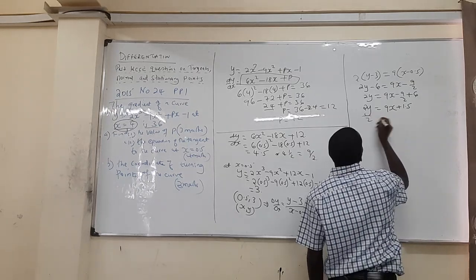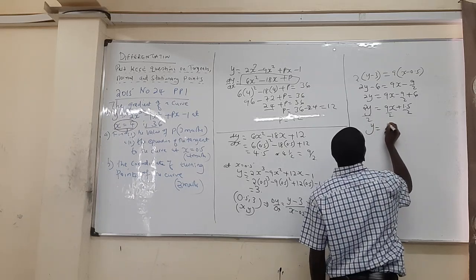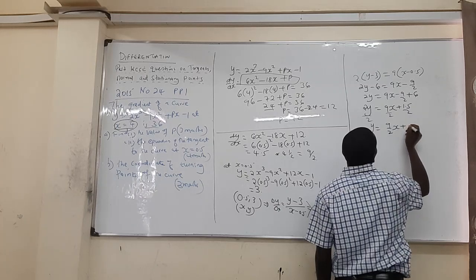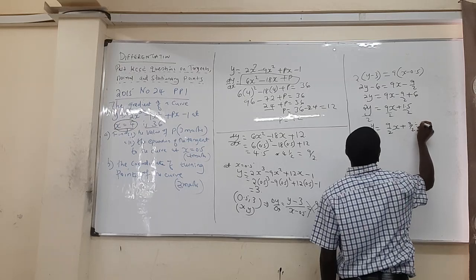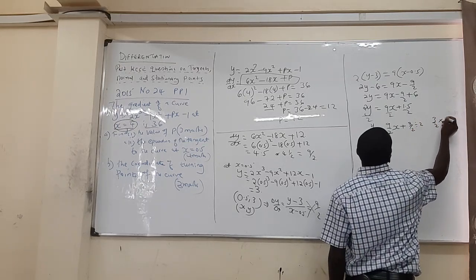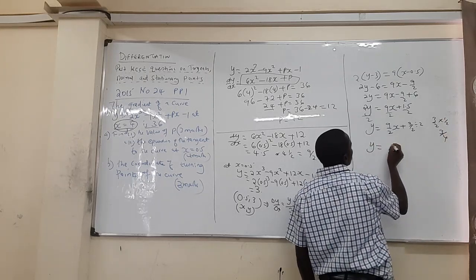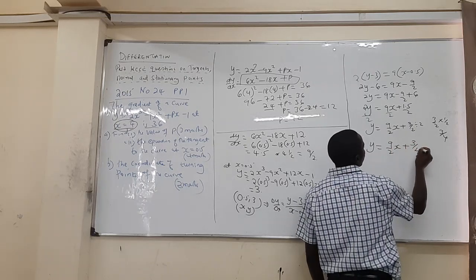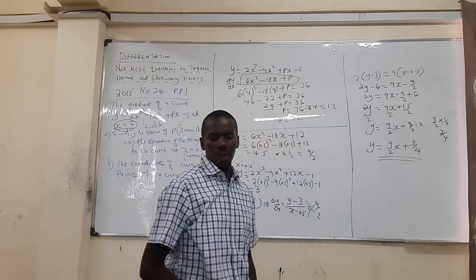So you divide by 2, you get y will be 9/2 x plus 3/2 divided by 2, so that is 3/2 times a half, you get 3/4. So our equation of the tangent will be y equals 9/2 x plus 3/4. So that's how you can answer that question.